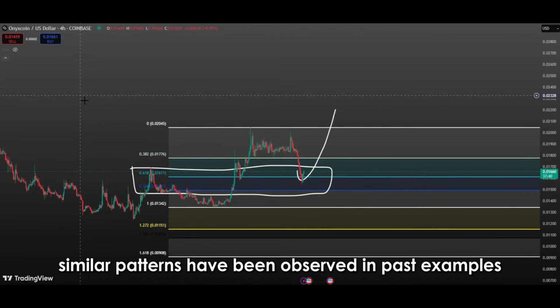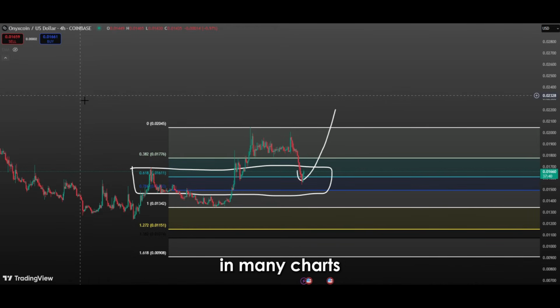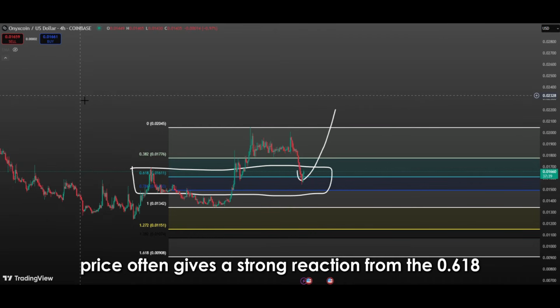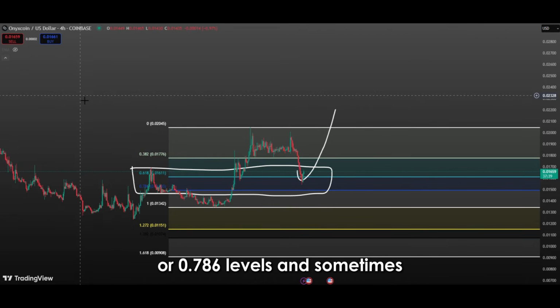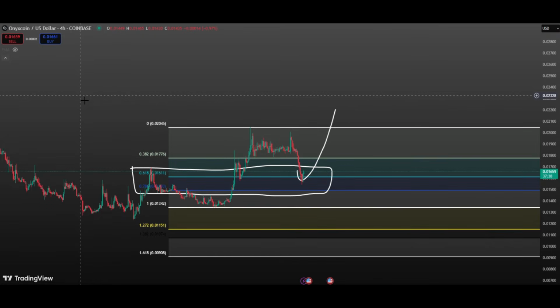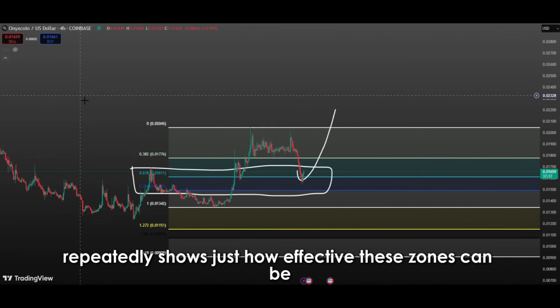Similar patterns have been observed in past examples. In many charts using Fibonacci retracement from the bottom to the top, price often gives a strong reaction from the 0.618 or 0.786 levels, and sometimes those upward moves even break previous highs. This repeatedly shows just how effective these zones can be.